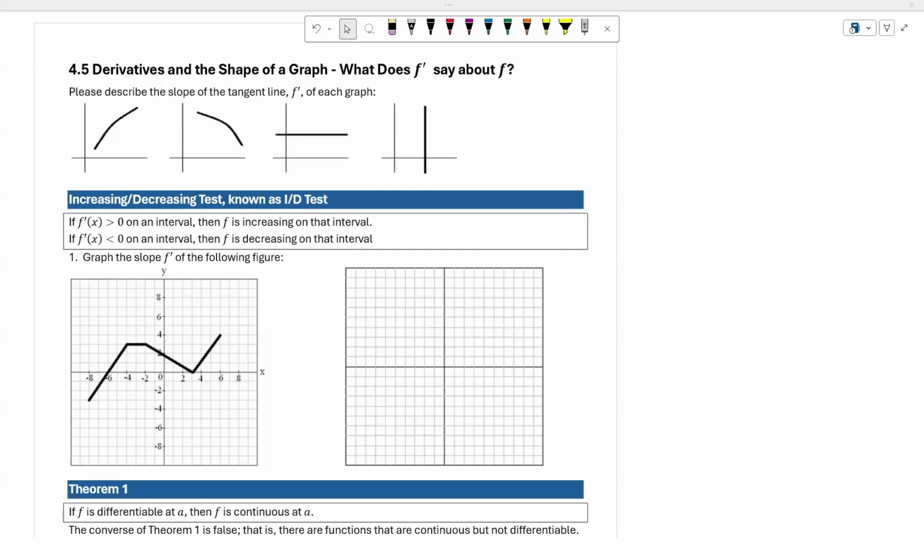Now, let's see what f prime says about f. In these lectures, we will talk about the derivative and the shape of the graph. Before we start, let us review the equation of a straight line. We know that the equation of a straight line is y equals mx plus b, where m is the slope of the line and b is the y-intercept.